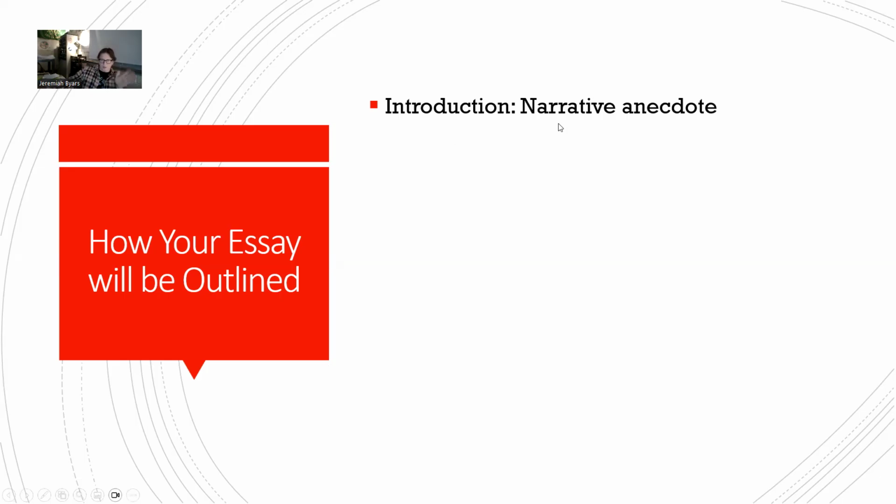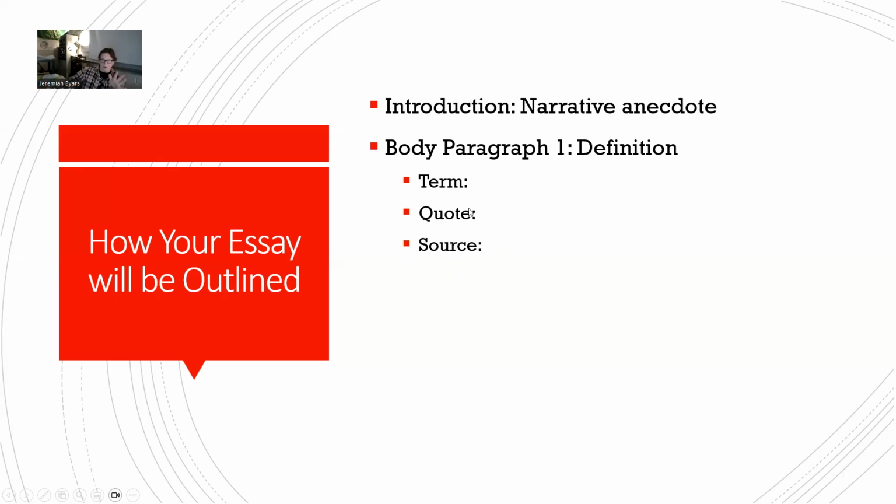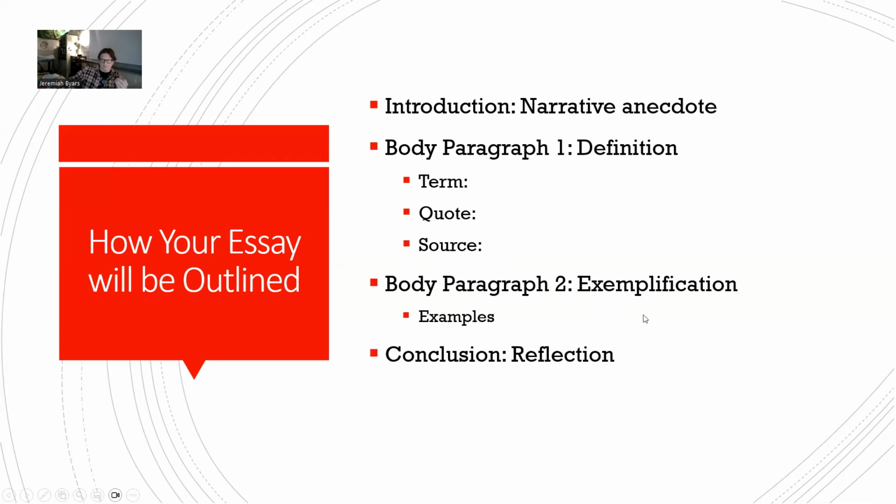Introduction. Your introduction will be your narrative anecdote. Body paragraph one is your definition of your topic, the term. You have to have a quote. I'm going to go over all of this today. You're going to have a quote and a source for this definition. Body paragraph two is your exemplification paragraph, where you provide examples. And then you have your conclusion, your reflection.